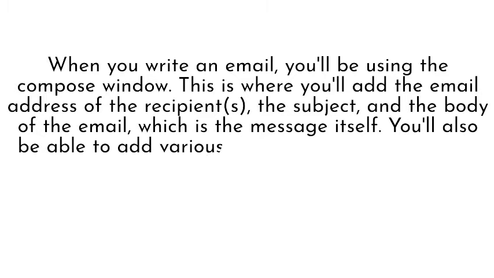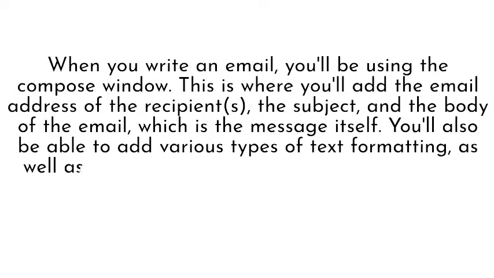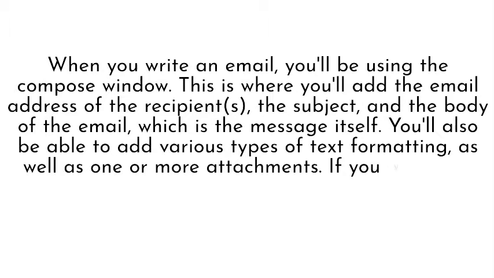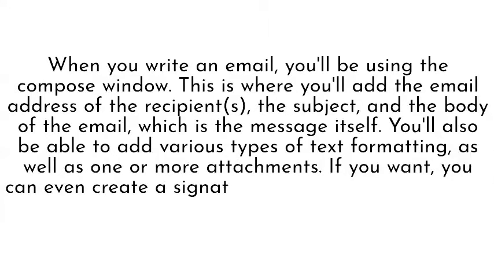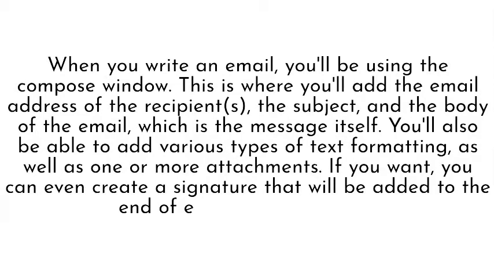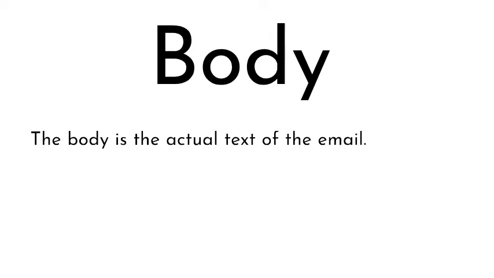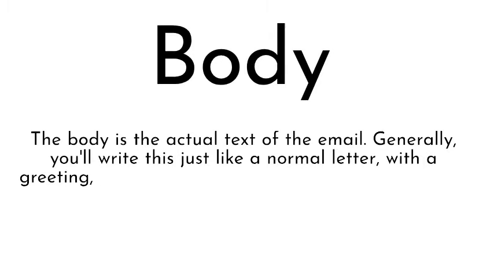You'll also be able to add various types of text formatting, as well as one or more attachments. If you want, you can even add a signature that will be added to the end of every email you send. The Compose window. Body. The body is the main text of the email. Generally, you'll write this just like a normal letter, with a greeting, one or more paragraphs, and a closing with your name.